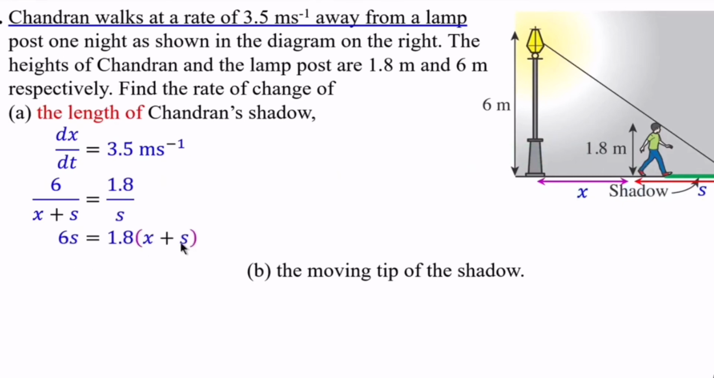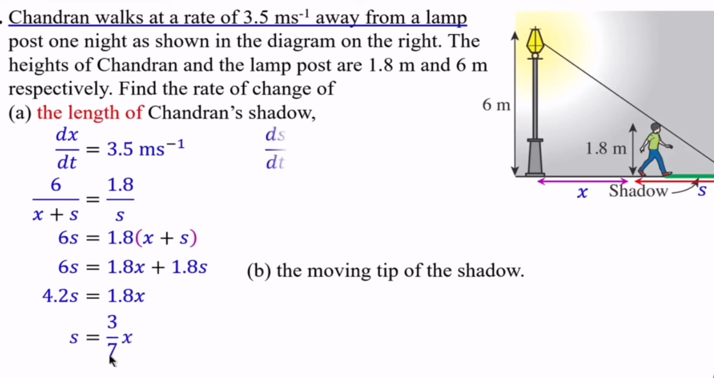So you can draw two right angle triangles, and you can find the relationship between s and x, because whenever we want to differentiate, we must have the relationship between x and s. The relationship is an equation between s and x. Because we don't have any formula here, we have to come up with the relationship by using ratio. So that means s is 3 over 7 x. Then only we can solve the other part of the question.